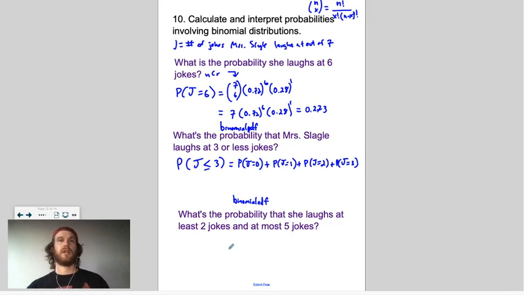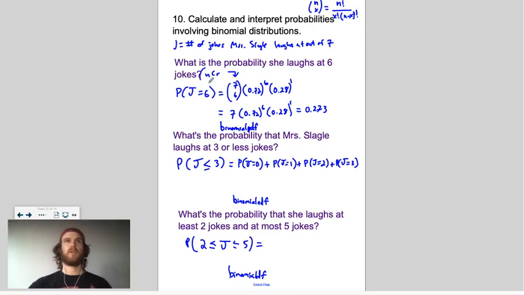What's the probability that she laughs at least 2 jokes and at most 5? Again, that's going to be binomial CDF. The probability that 2 is less than or equal to J is less than or equal to 5. So it would be 2, 3, 4, and 5 is what you do. And again, I would use binomial CDF for that. If it asks to show your work, this is the process that you do. You may need to use this thing here, but you can really just in your calculator do nCr, and they don't need to see the jump from here to here to get that value.